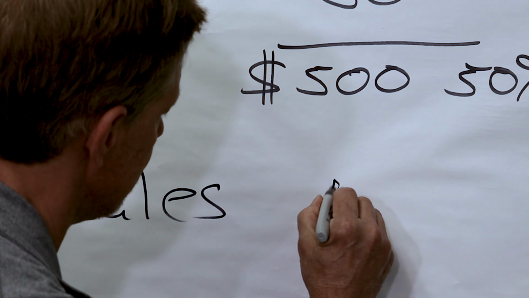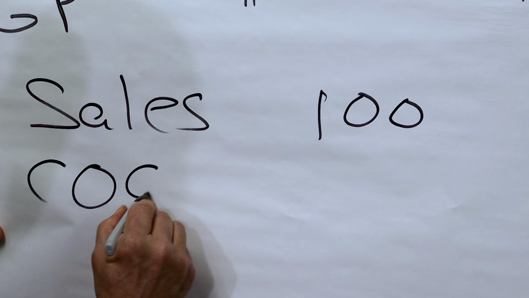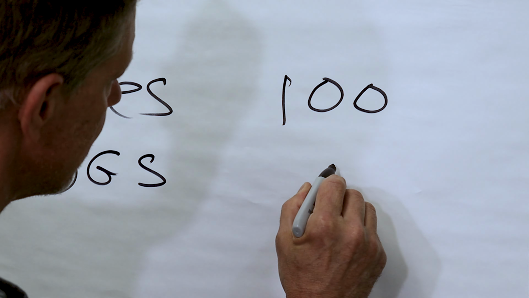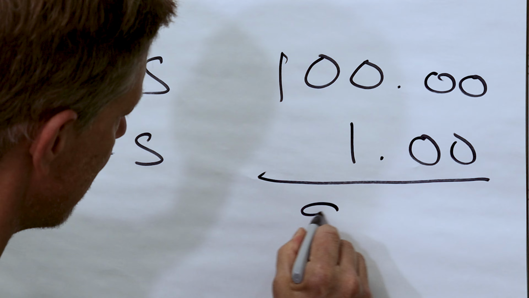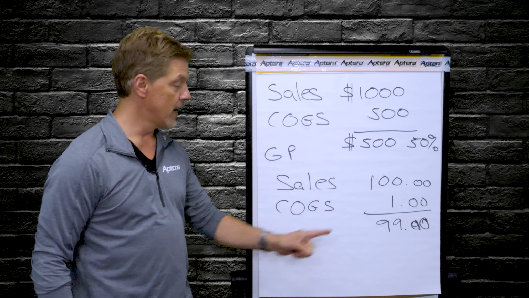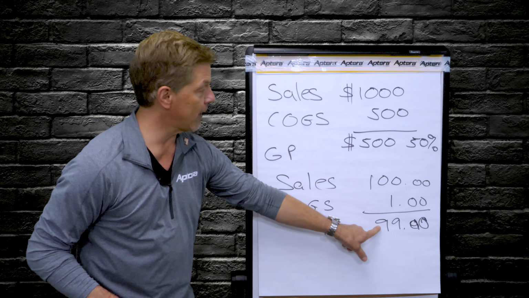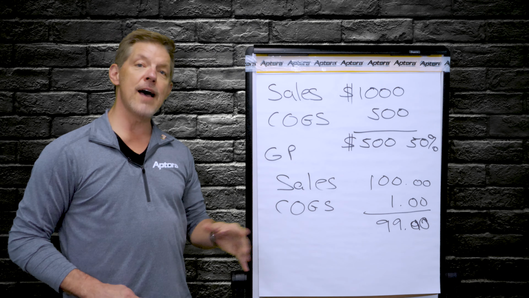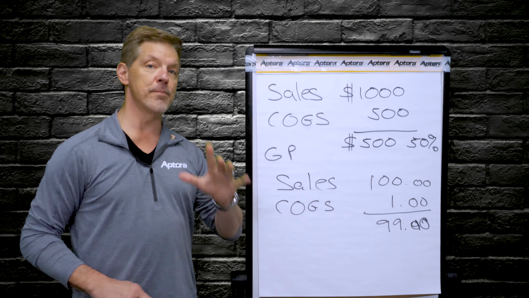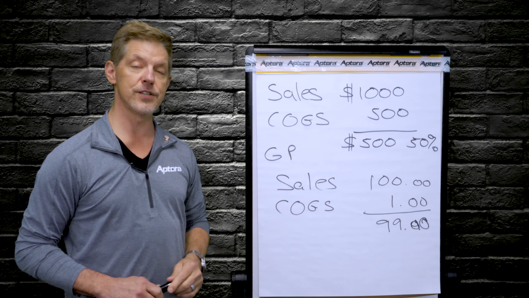Consider the second example. Our sales are $100, not $1,000, but our cost of goods sold was only $1. That means we had a 99% gross profit margin, 99 gross profit dollars, but that's a lot less money to pay your bills than $500. You could have a very high gross profit margin, but not have a lot of gross profit dollars.